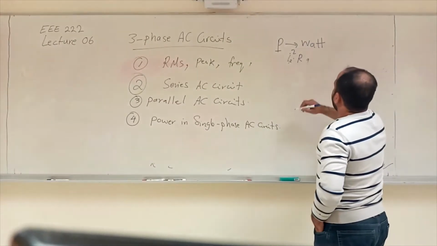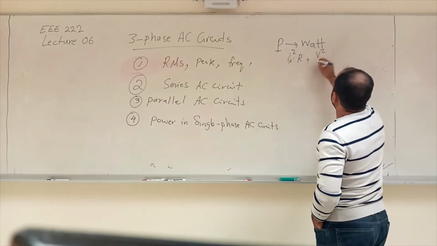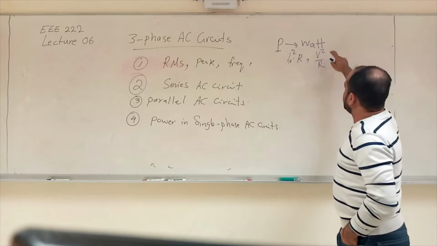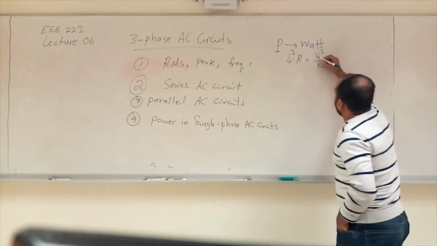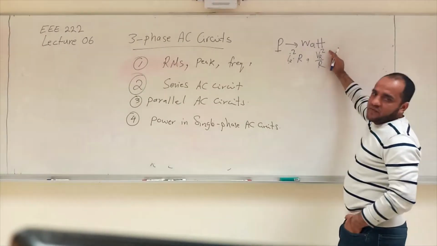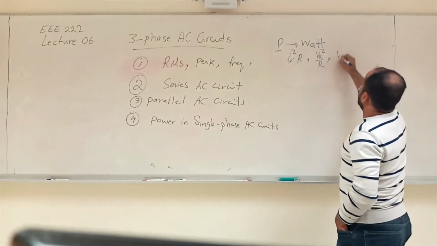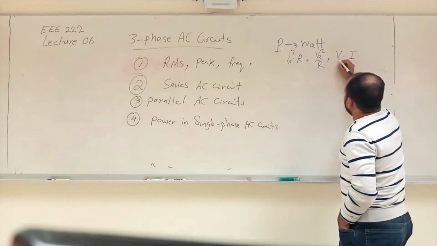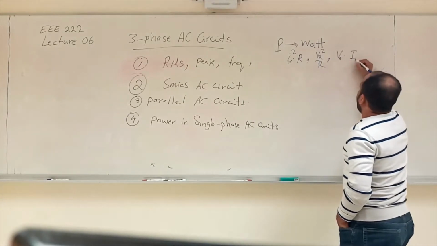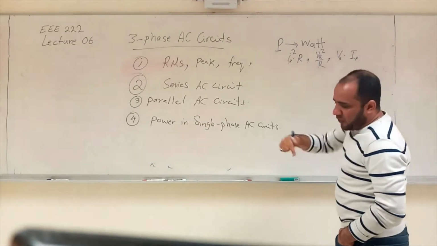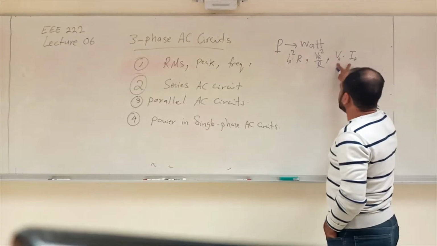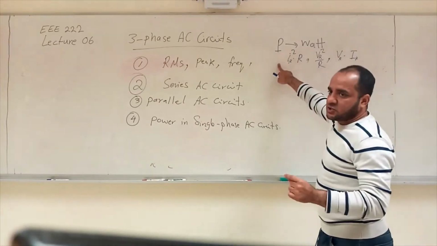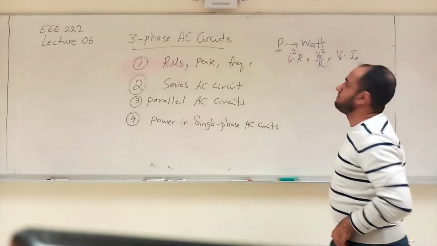Now, another method or another formula is V squared over R, right? And again, it's not any voltage, no. It's the voltage across that resistance, V squared over R, or V times I. And again, not any V, not any I, no. It's the voltage across that resistance and the current which is flowing through that resistance. If you multiply them together, you will get the power that is consumed in that resistance.